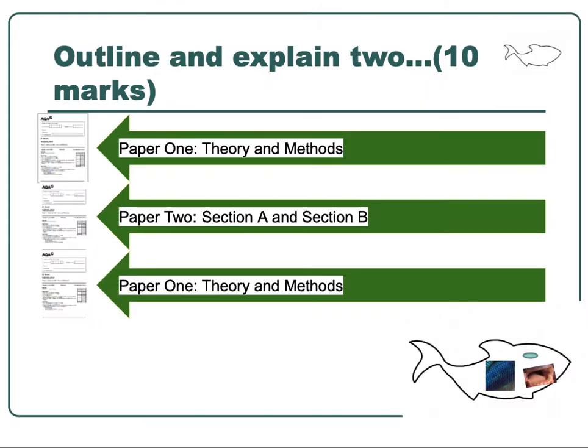In your sociology exams, you will be asked to outline and explain two, and that could be two reasons, two ways, criticisms, factors, and so on. And that's going to be a question that appears on all three of your sociology papers. In the theory and methods section of paper 1 it appears once, it appears twice on paper 2 in section A and then again in section B, and also in paper 3 again as a theory and methods question.